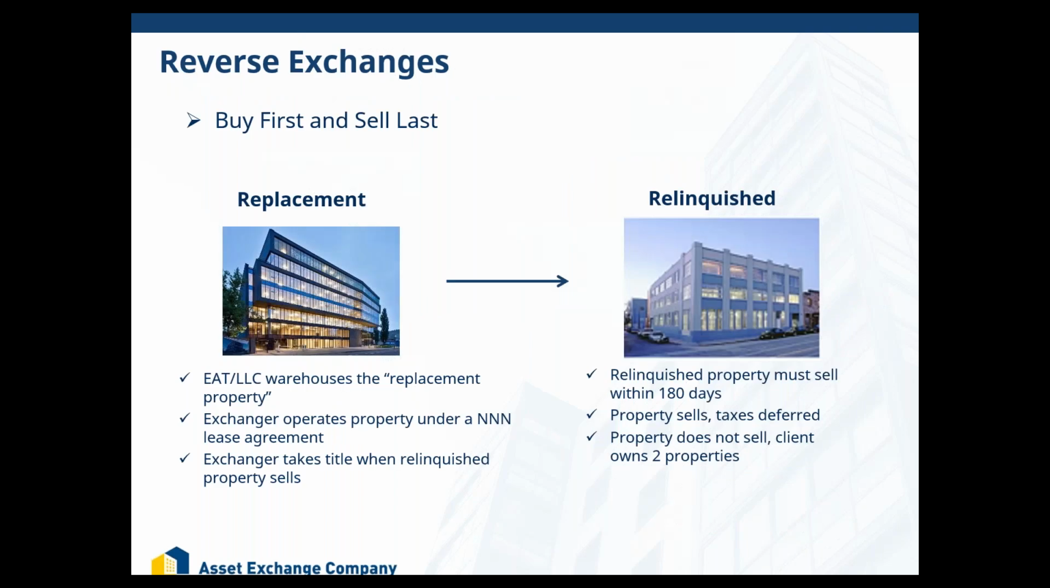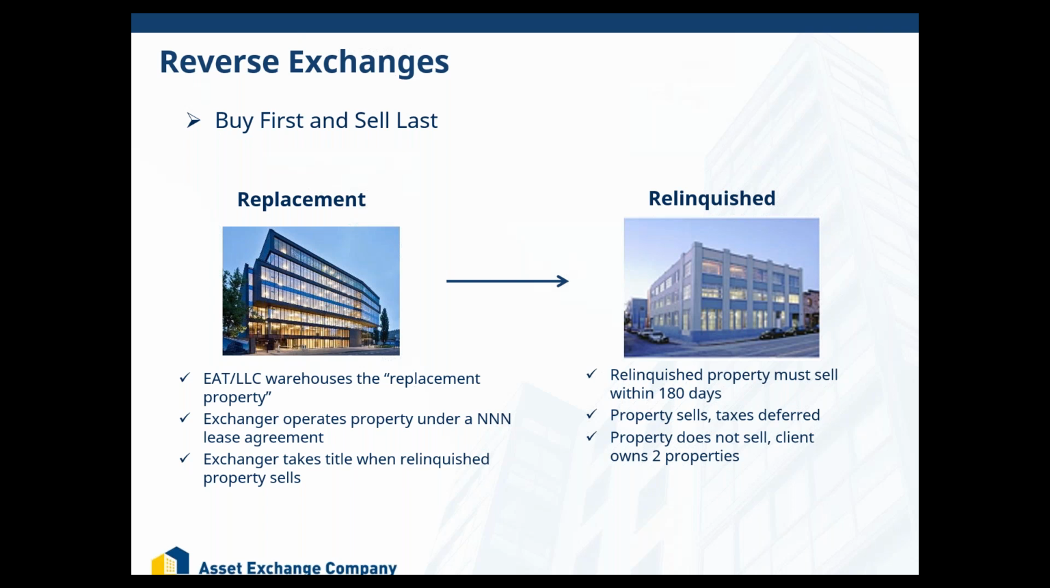Okay, now there's a few different type of exchanges. The most common type, it's everything we talked about today. It's referred to as a delayed exchange. Another term you hear people refer to it is a forward exchange. Okay, it's where you sell first, you sell your relinquished property first, and then you buy last. You're buying by day 180. Again, that's the most common type of exchange we do, a delayed or forward exchange. We cover that in greater detail in our basic class. But there's a few other type of exchanges.